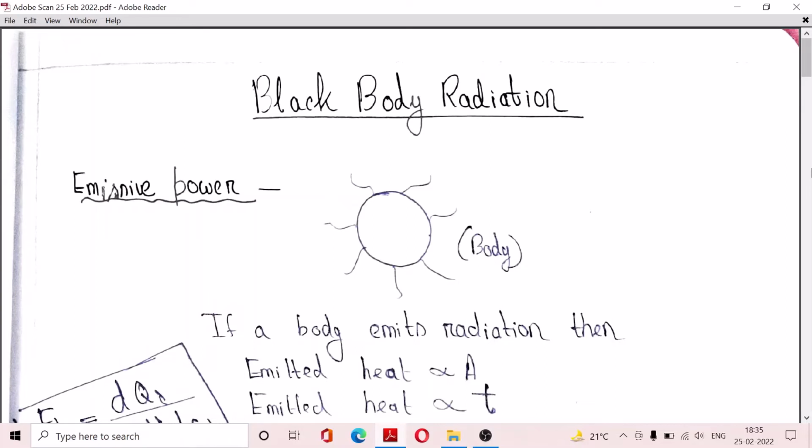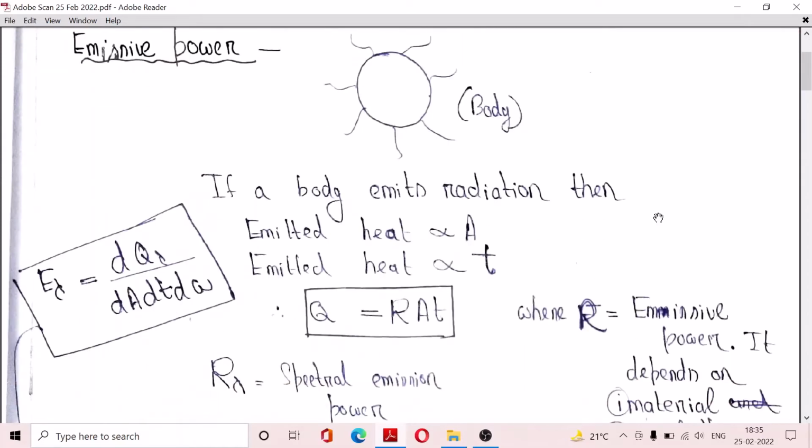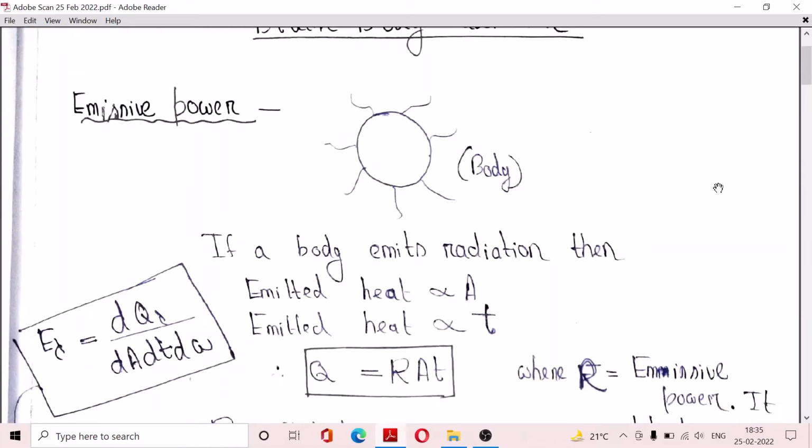So we are starting with blackbody radiation. For understanding the whole blackbody theory, first we have to be habituated with some terms, like emissive power. Before starting the blackbody radiation, first we have to learn some terms to understand the theory. So our first term is emissive power.